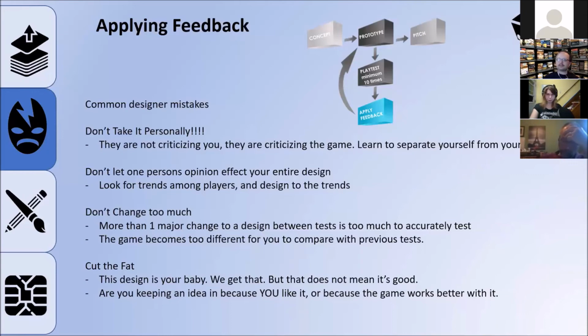Don't change too much at a time. So what are some of the biggest dangers that you can run into if you change too much in your design at once?